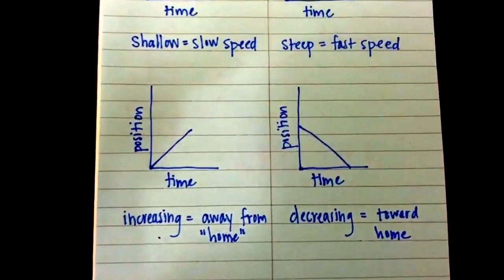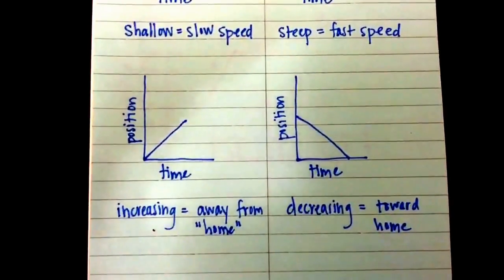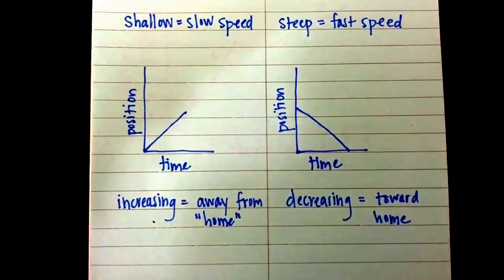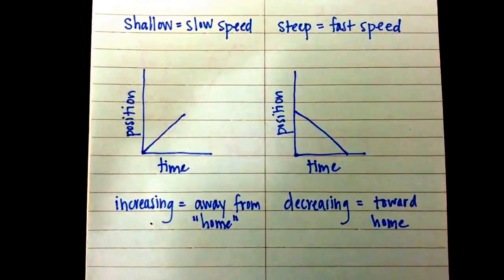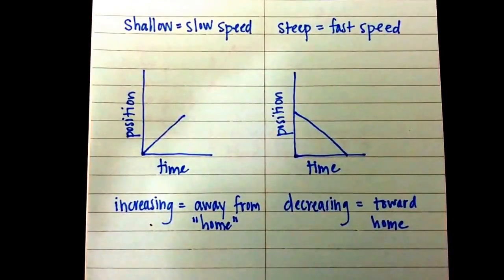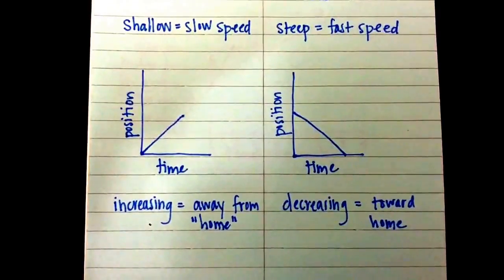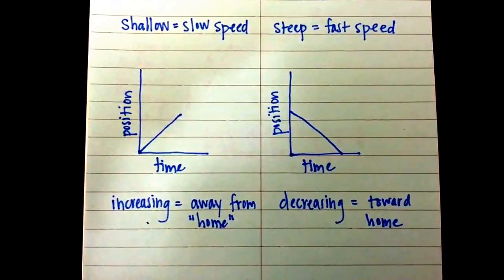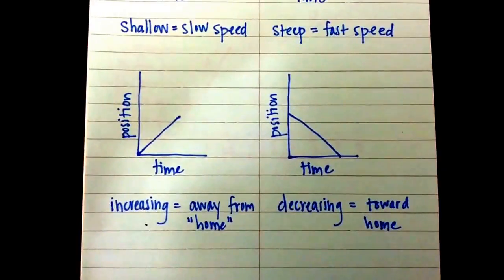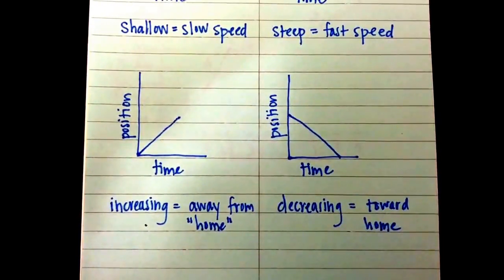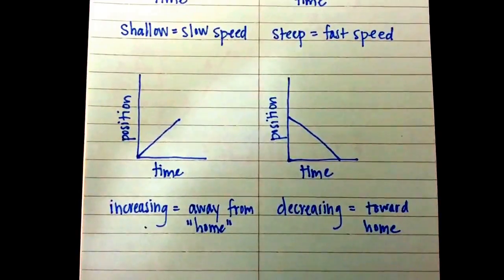We go down here and we also talked about the direction in which someone is moving on a position versus time graph. So if you have on the left an increasing line, that means that person's motion or whatever is moving away from the quote unquote home or the start. And then if we have a decreasing line, we have motion going toward home.